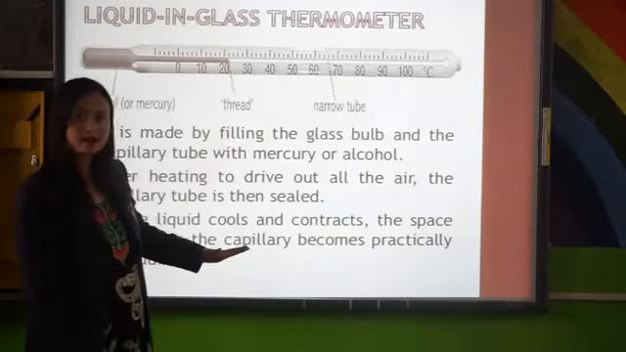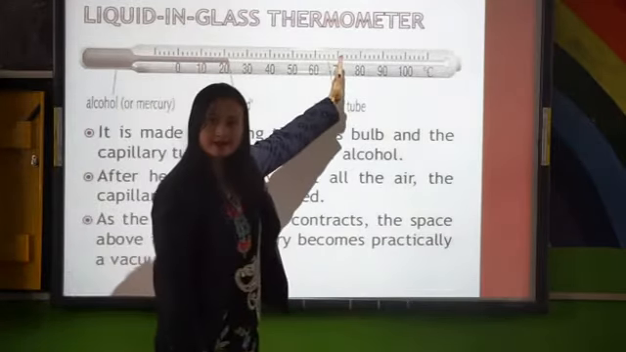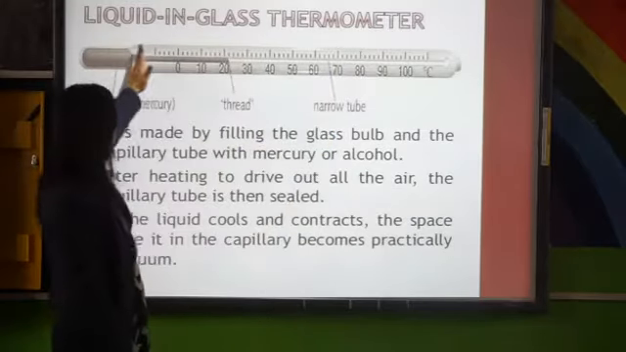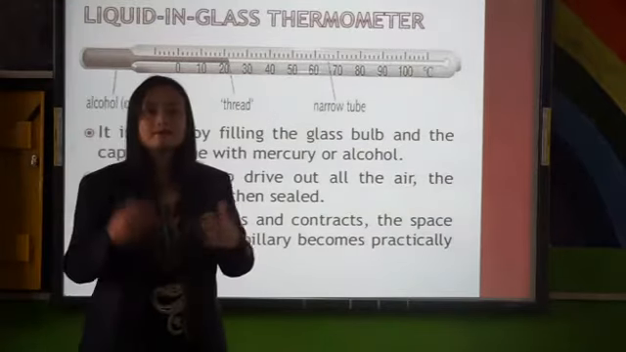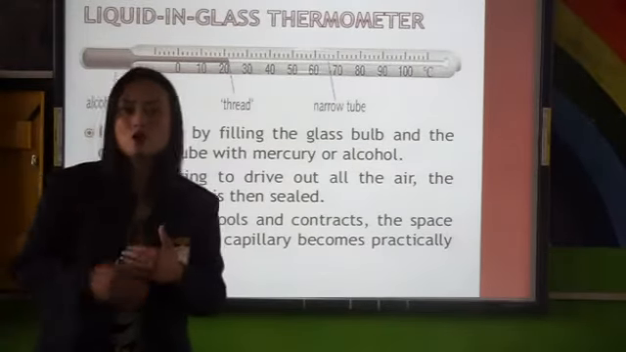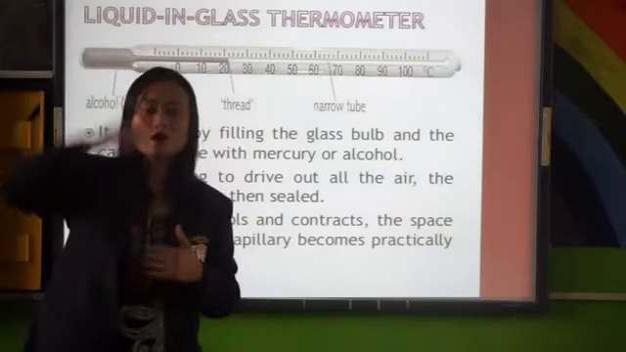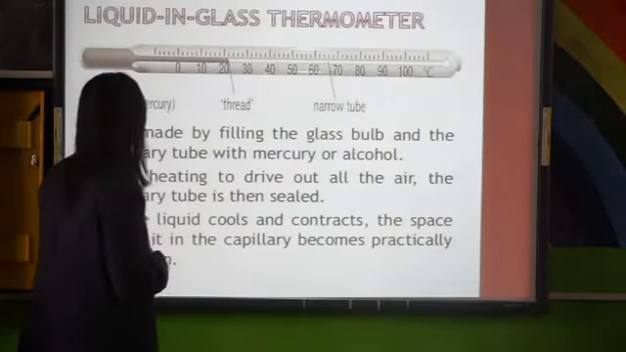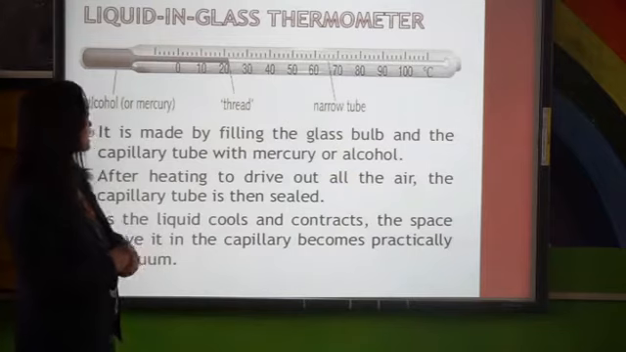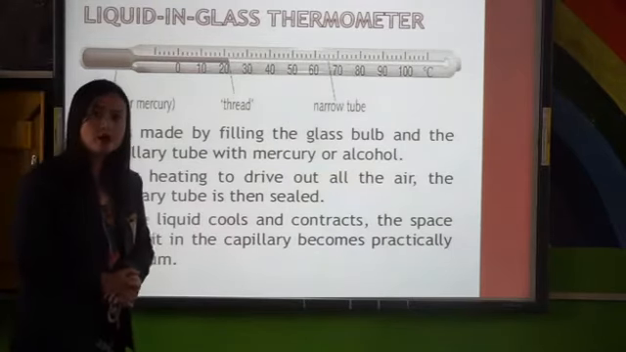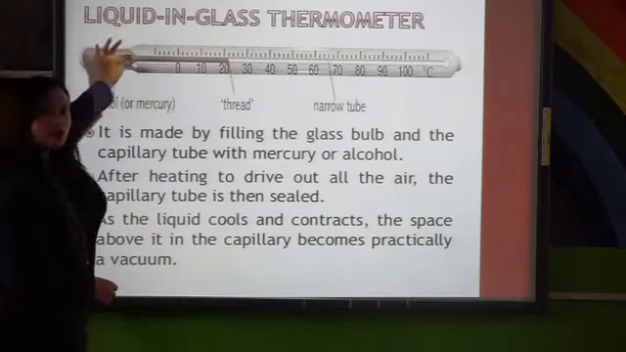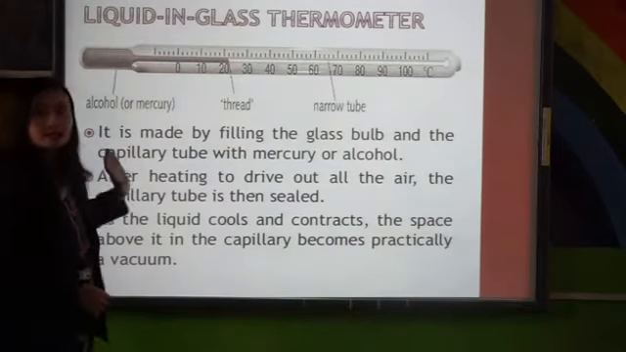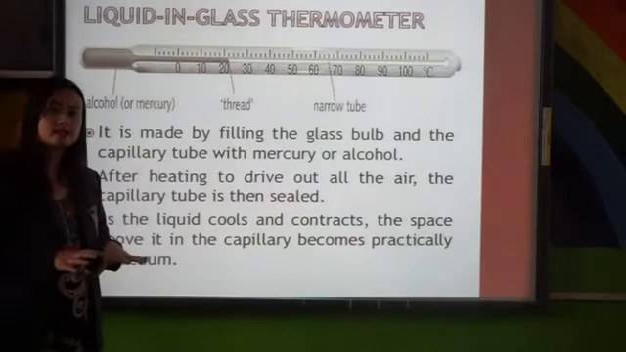If the temperature is high, this level will rise, and if the temperature is low, this level will come down. Then there's a narrow tube. This narrow tube where the mercury is filled in, isn't it? Or the alcohol is filled in. It either goes up or comes down. Now it is given here. It is made by filling the glass bulb and the capillary tube with mercury or alcohol. After heating to drive out all the air, the capillary tube is then sealed. That means after driving all the air out from here, it is completely sealed. That means no air can get in.